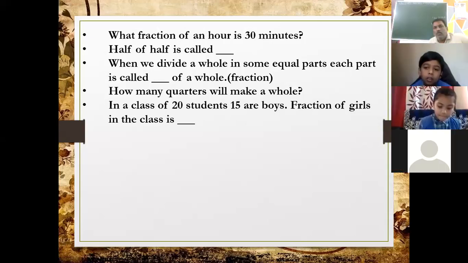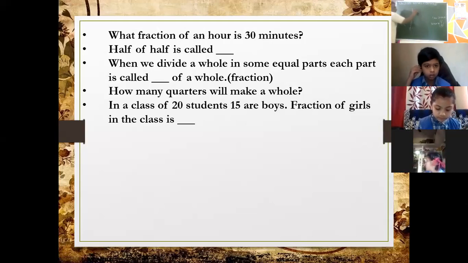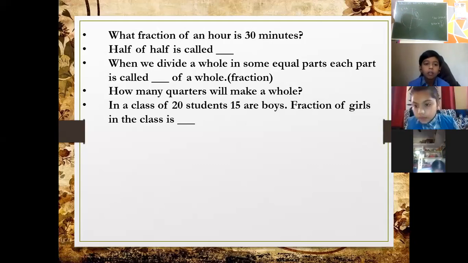Second one, half of a half is called a quarter. See, this is half and half, and this half is again made into halves. So half of half means 1/4, a quarter. Half of half is called 1/4. This is the best example for this. So 1/4 is the answer.